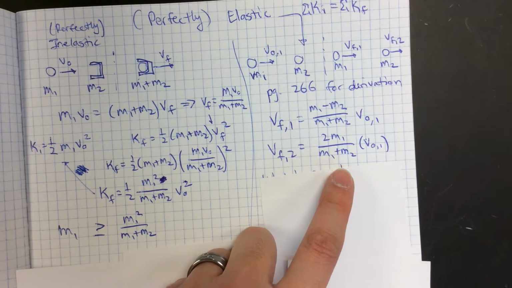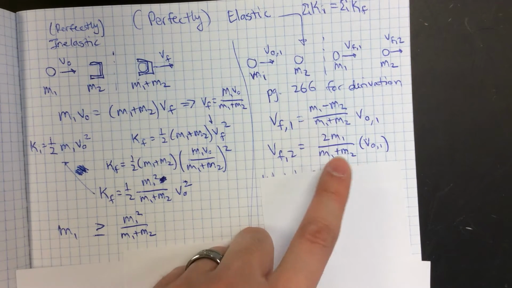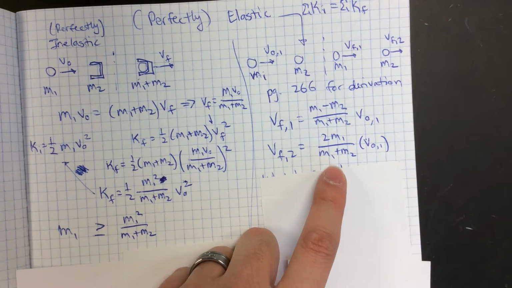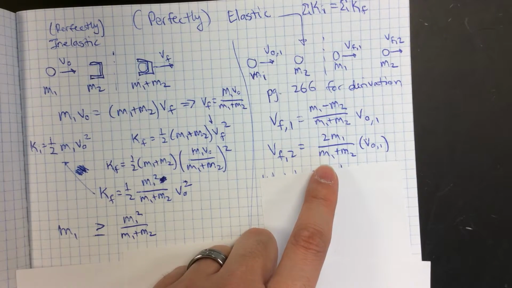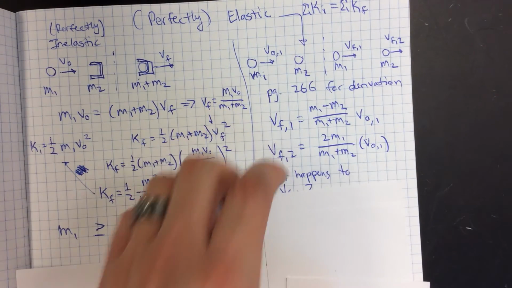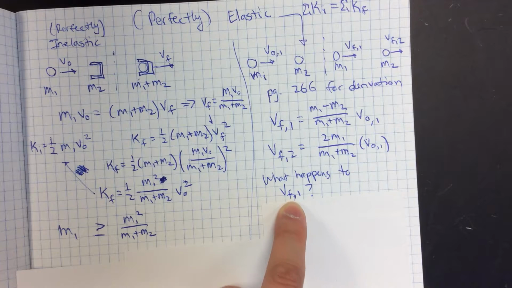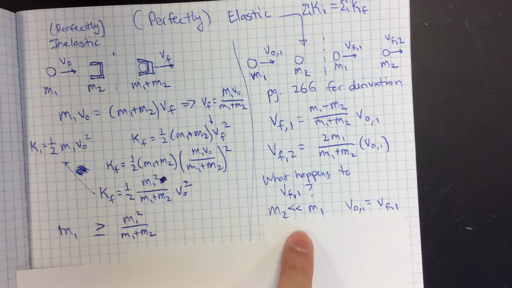Without taking a little time, these just look like any other equation, but they're not. It's very useful to look at the extremes for each of these. Let's take a look at what happens to the first object. What if the second object is much smaller than the first object?